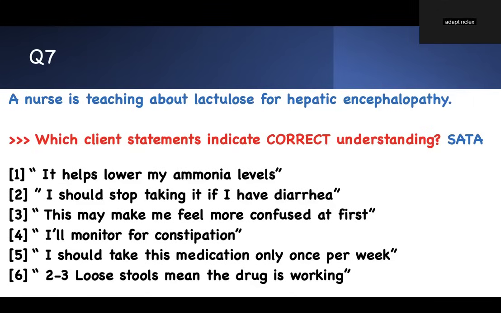I should stop taking it if I have diarrhea. No, you should not stop taking it, right? I should stop taking it if I have diarrhea. The medication works by giving you diarrhea, but if you have excessive diarrhea, then you can stop it. It will lower my ammonia level. That's what it does.